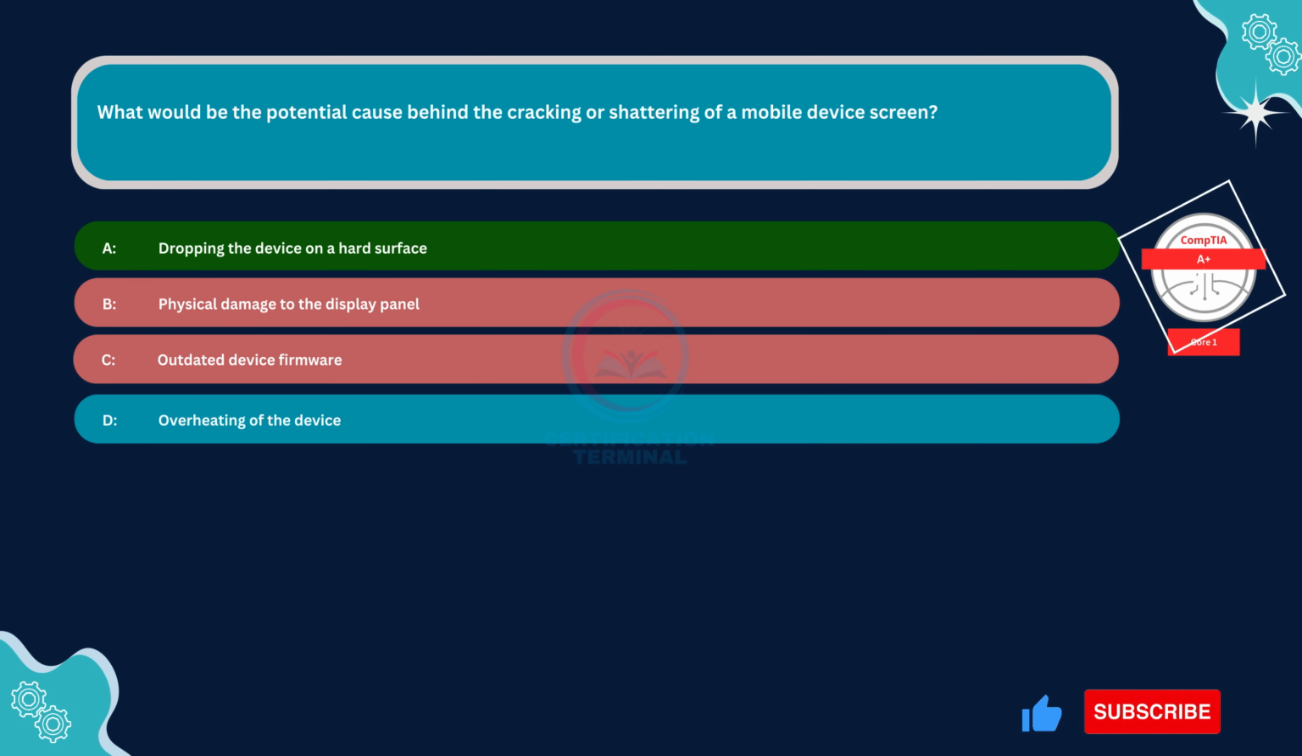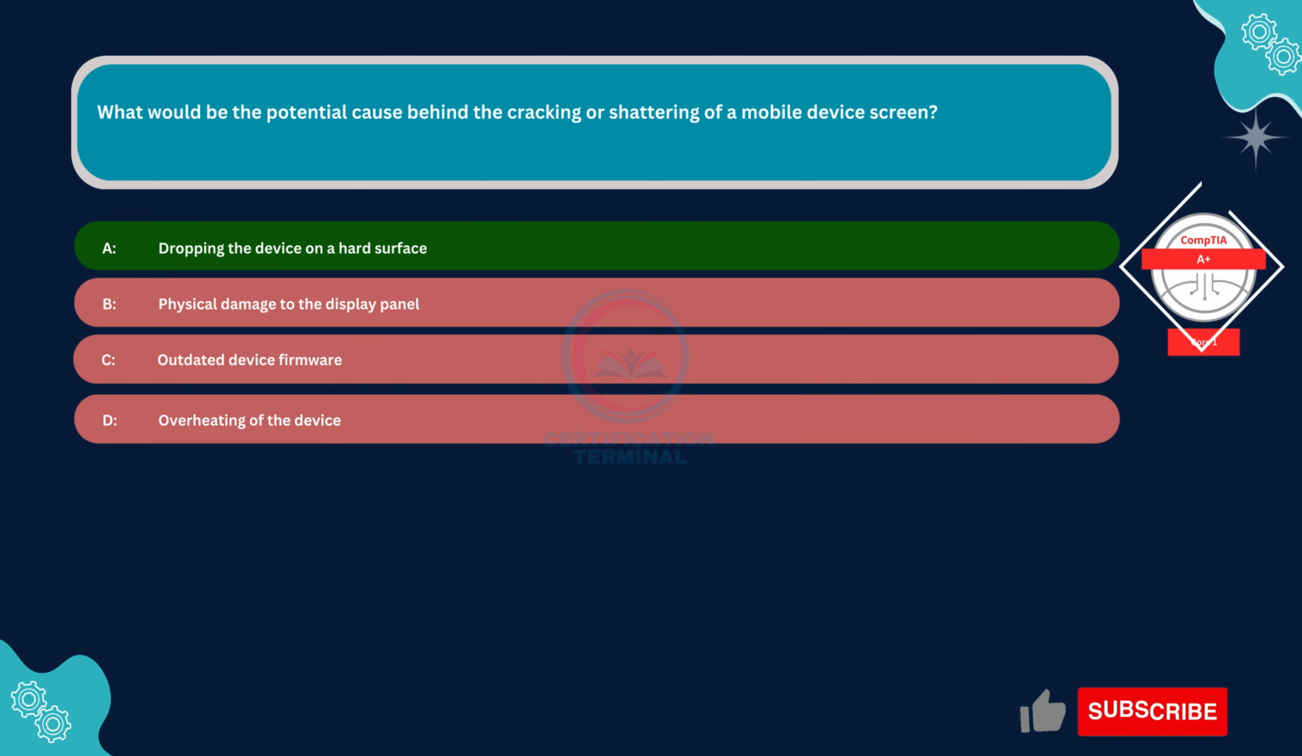Option C. Outdated device firmware is incorrect. Device firmware, which includes software and operating system updates, generally does not directly impact the physical integrity of the screen. While outdated firmware might lead to software-related issues, it does not cause physical damage like cracking or shattering of the screen.